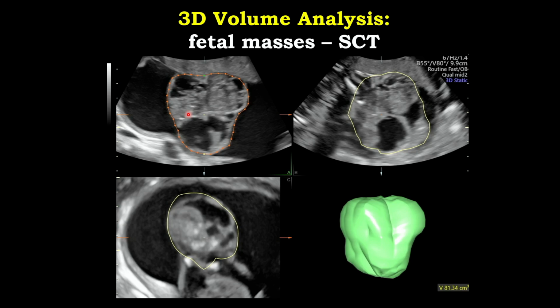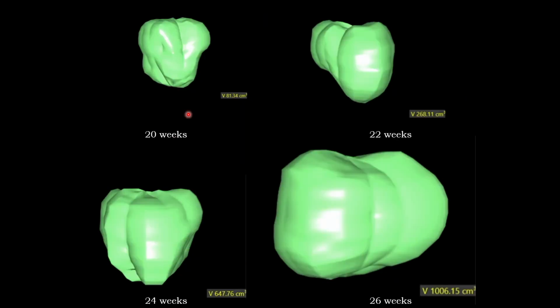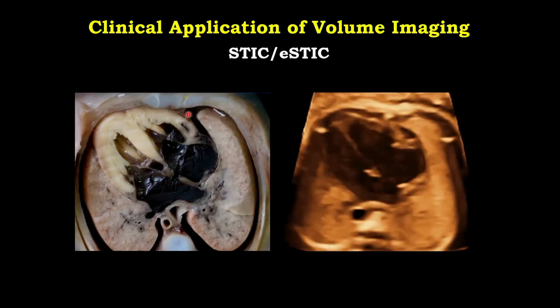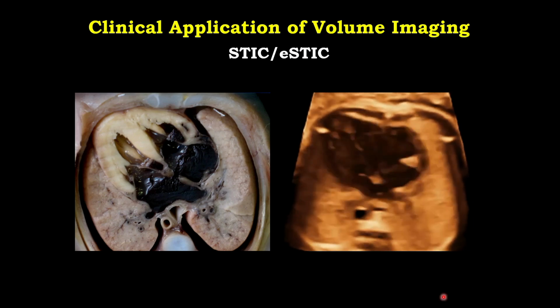Among the other anomalies that can significantly affect the fetal heart, the teratoma, sacrococcygeal teratoma, is one of them. And we know for sure that the progressive growth of those lesions may result in severe congestive heart failure, and monitoring with 3D volume measurements is a really effective way to predict the poor outcome, as presented here. So moving to the STIC or e-STIC application, depending on what probe you're using.